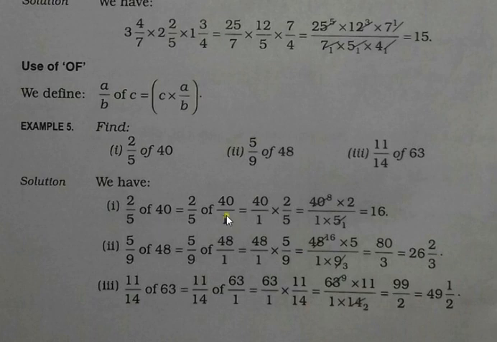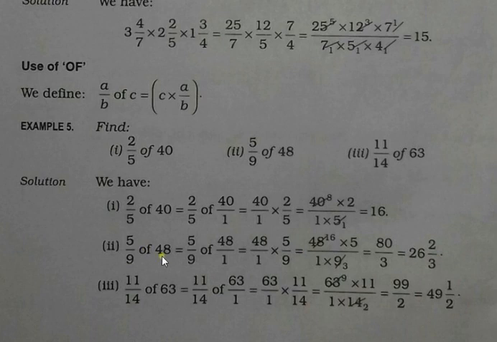So 40 has been written first: 40 by 1 into 2 by 5. I had said in multiplication a into b and b into a are the same, no problem. So you can write 2 by 5 into 40 by 1 also. Now if you see, up it is multiplied and down multiplied, and up and down cancel. 5 8s are 40, so 8 2s are 16. I hope all of you are understanding it. In the same way it has been done.